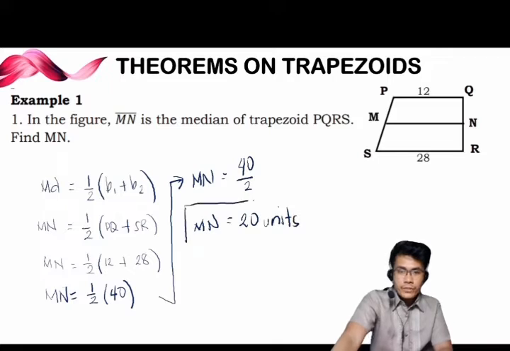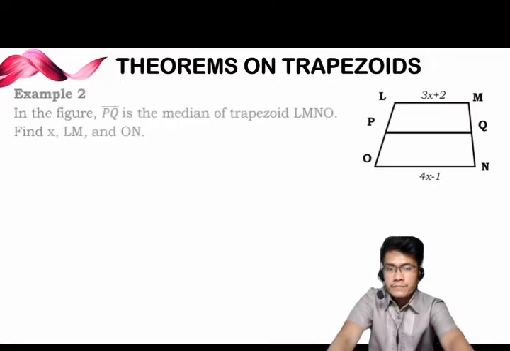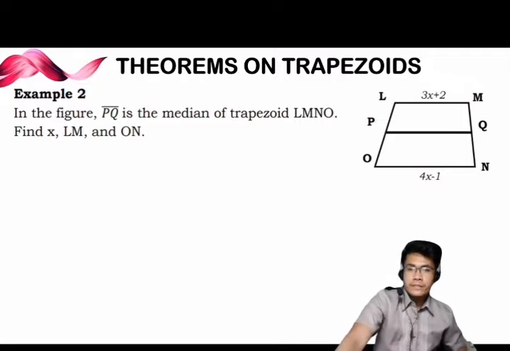Therefore, the measure of the segment MN, or the median, is equal to 20 units. Alright, now let's have another example. In the figure, segment PQ is the median of trapezoid LMNO. Find the value of x, the measure of side LM, and the measure of side ON.